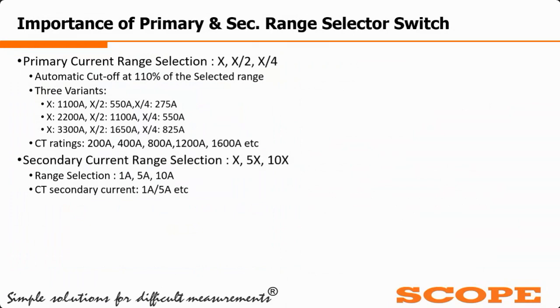If the CT we are going to test has a rating of 400 ampere, in that case we have to select the X by 2 range. Why? Because whenever we test a CT with a rating of 400, we can inject a maximum of 120% of rated current. So roughly 460 or 480 is more than sufficient. If we inject more current, that is 600 or 800 ampere, through that CT, that will be problematic for the CT. So in that case we have to select the X by 2 range.